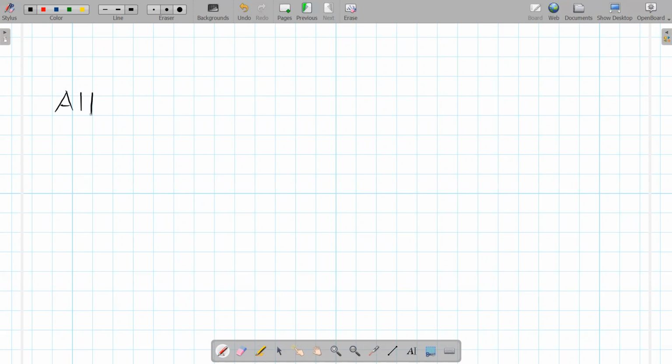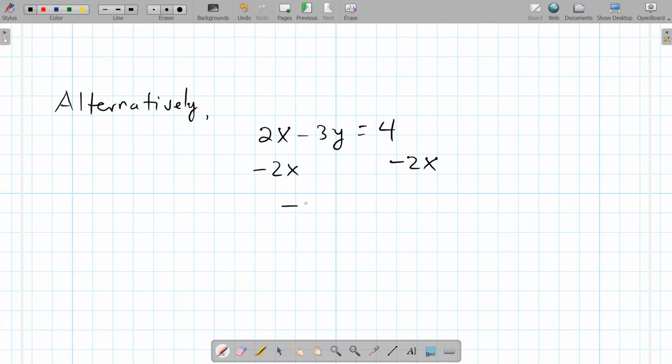And alternatively, I have my 2x minus 3y equal 4, right? So what I'm going to do is I'm just going to solve for y. I need 2x to go away. So minus 2x here, minus 2x here. 2x will cross out. So I'll be left with -3y. And then if I rewrite this, it's just going to be -2x plus 4.